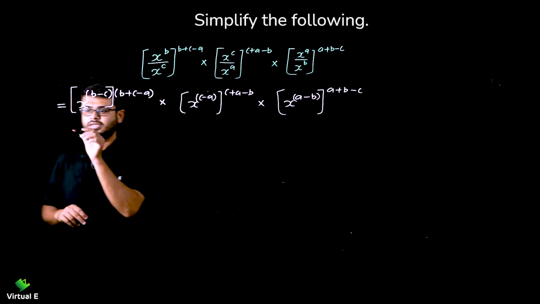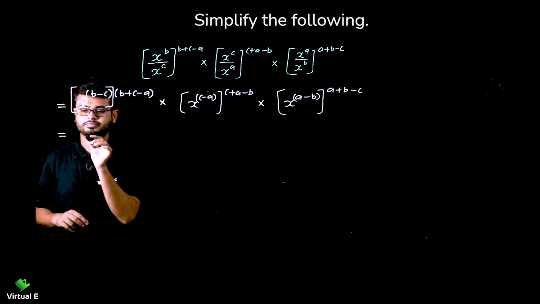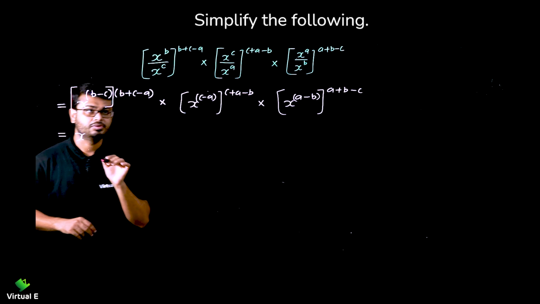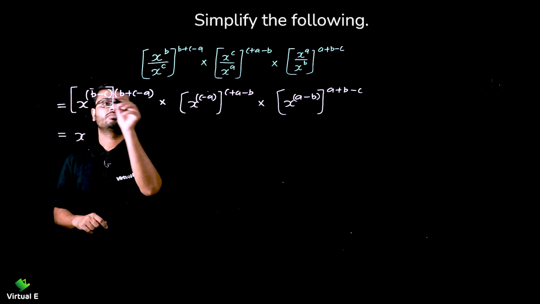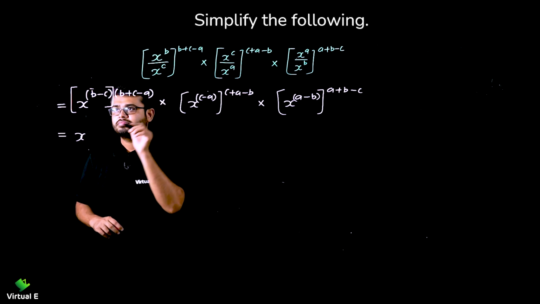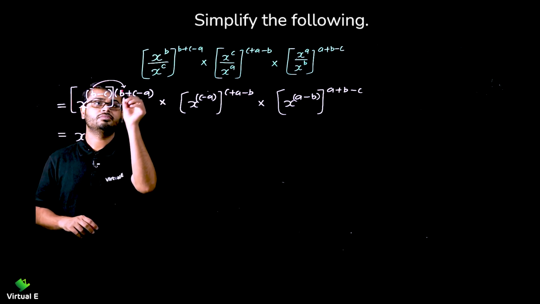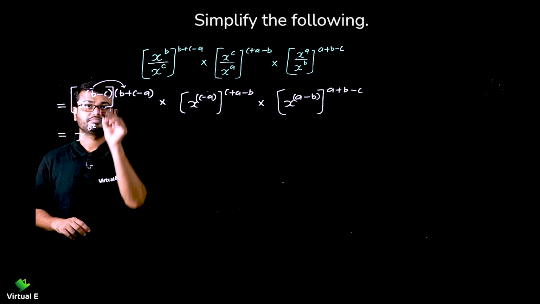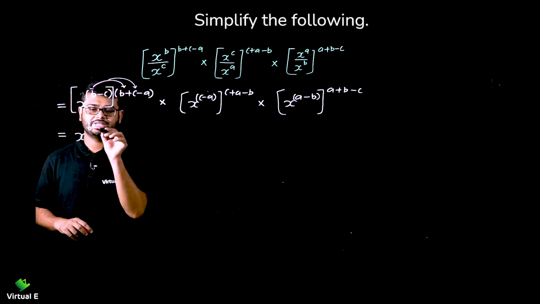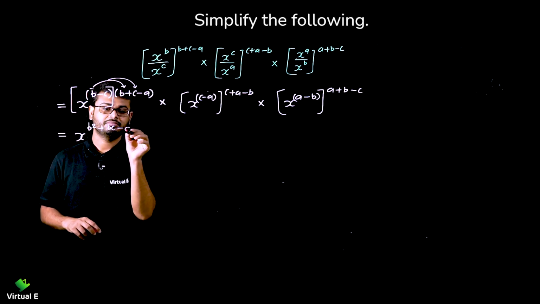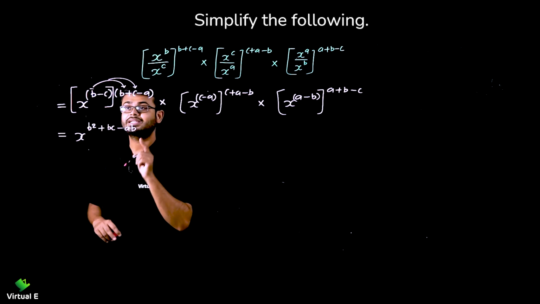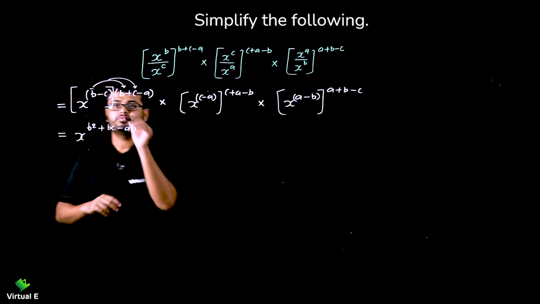Now let's do the product over here. So x raised to, now in this case be very careful, b we are going to multiply with all these 3 terms. So b into b, that is b square, b into c, that is plus bc, and b into a, that is minus ab. Remember that is only for the b. Now let's do for the c.